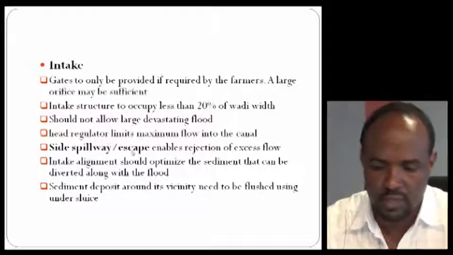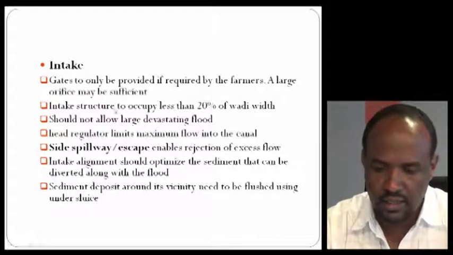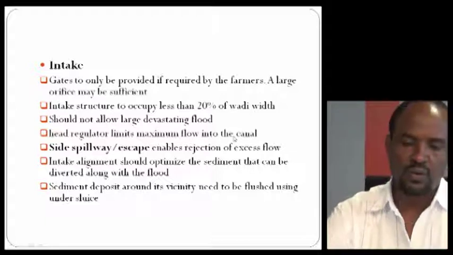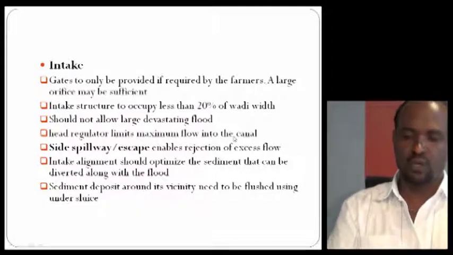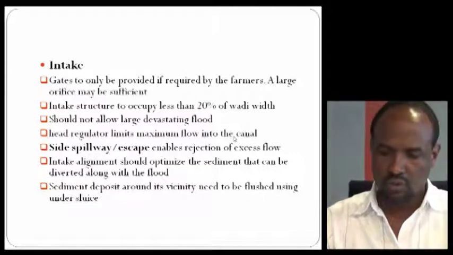For example, it could be side spillover or escapes, which enables rejection of excess flows. And the intake structures need to occupy less than 20% of the wadi width and should not allow large devastating flood. And therefore, a head regulator limits the maximum flow into the canal, and a head regulator could be used as an option to limit or to regulate the flow of water through intakes.